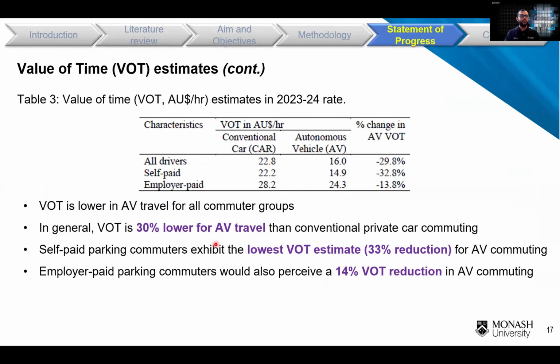If we disaggregate it towards the self-paid and the employer-paid level commuters, we find that the self-paid commuters will have almost 33% lower value of time compared to their conventional car VOT. The employer-paid will have a little bit less, 14%, but still their value of time in autonomous vehicle will be lower than the conventional car, indicating that all types of drivers will have lower value of time in their autonomous vehicles compared to the conventional car.